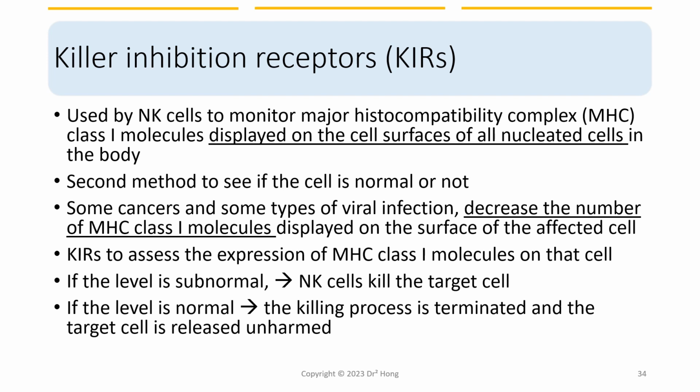Now, if the level is subnormal, NK cells will initiate killing of the target cell. On the other hand, if the level of MHC class 1 is normal, it will not initiate the killing process, so the process is terminated and the target cell is released unharmed.